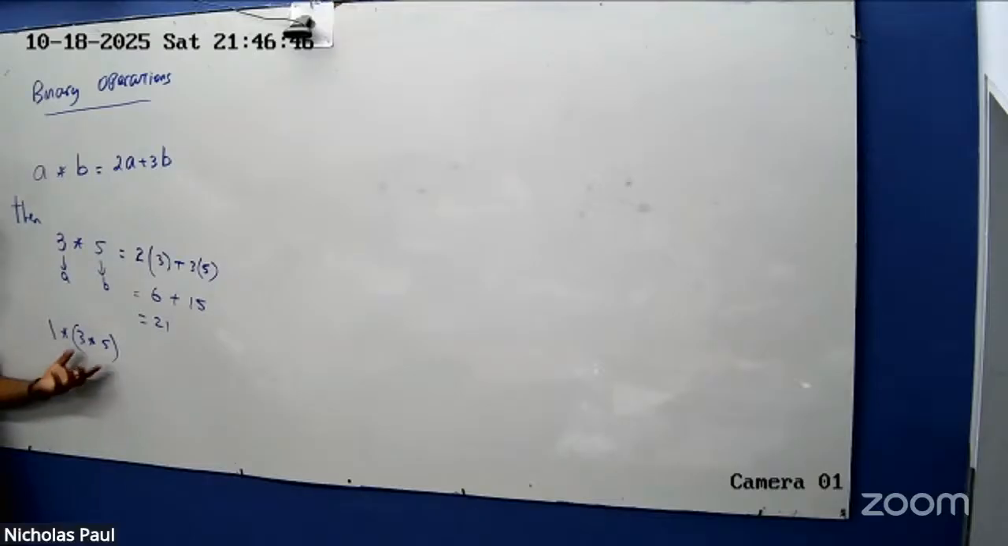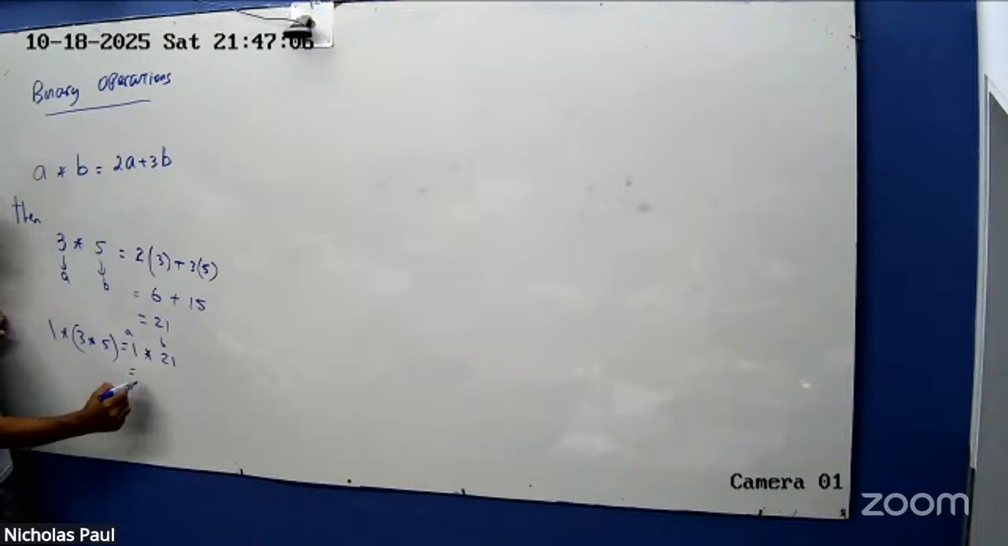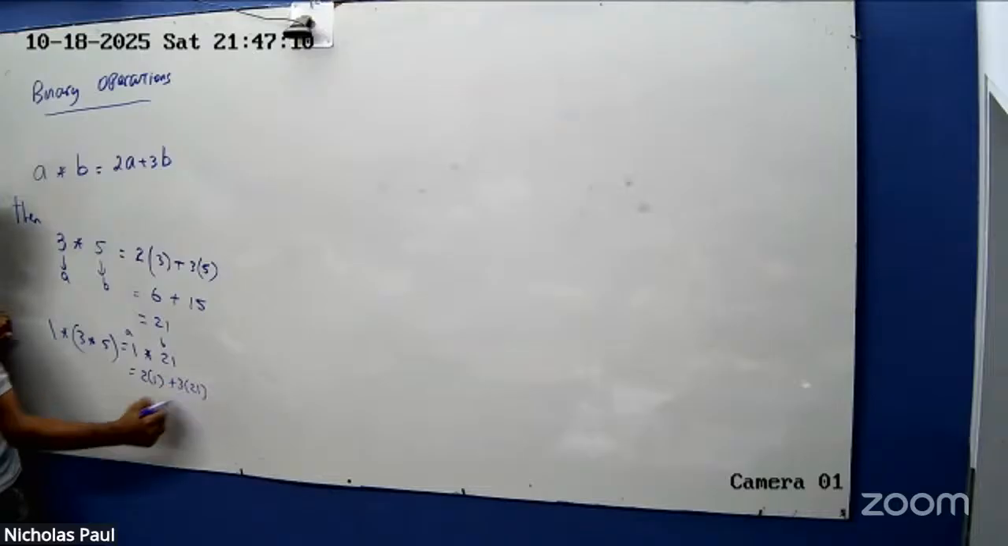Multiply, all right, good try. But before you do that, did we just work out 3 star 5? Yeah? 3 star 5 is what? 21. So this would be 1 star 21. And then this is the A. This is your B. So this will be 2 by 1 plus 3 by 21. So this is 2 plus 63, 65.